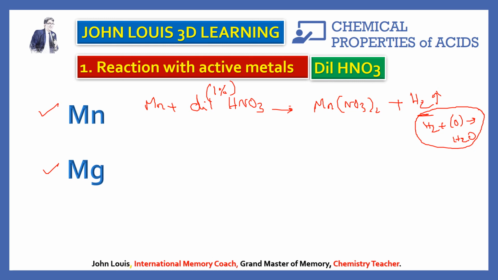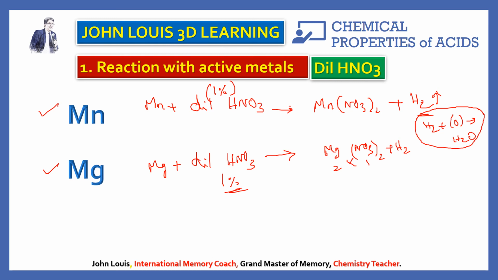So for magnesium, can you write on your own? Okay, I am telling, can you write on your own? But I am giving the answer for everything. So magnesium nitrate, what do you get? Mg valency 2, nitrate valency 1. Therefore, if you interchange, you get Mg(NO3)2 plus H2. So if the percentage of nitric acid is more than 1, it will become an oxidizing agent that will oxidize the hydrogen into water.